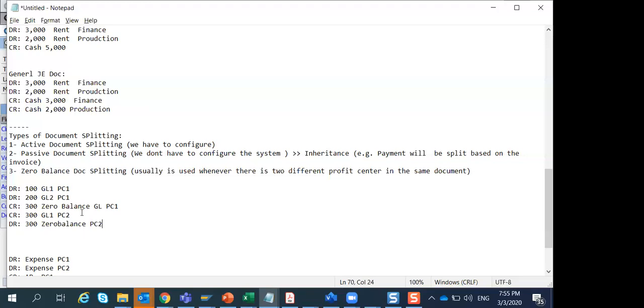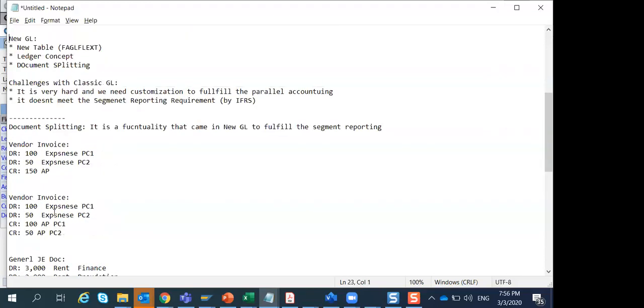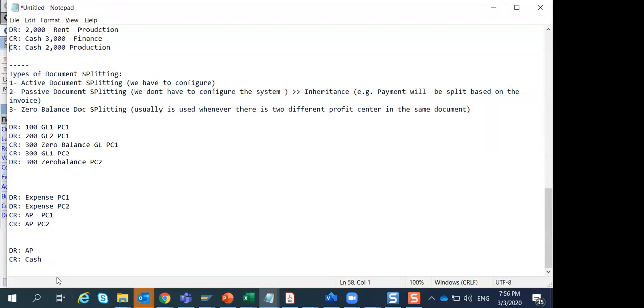Okay, awesome. So now I want to tell you one thing. I've been saying profit center, profit center, profit center, but in reality it's not only profit center. The field that the splitting is based on, the reference for splitting, can be profit center, it can be something else. Technically it can be any field.